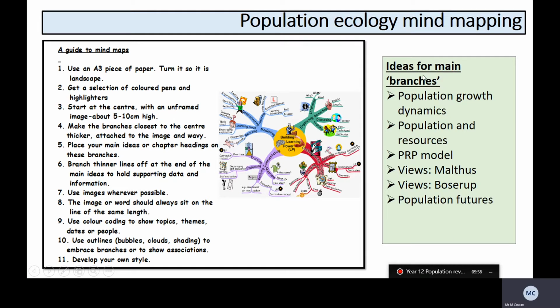So the ideas for your main branches are population growth dynamics, population resources, the PRP model, the views of Thomas Malthus, and then the views of Esther Boserup and her followers, and then population futures. So they can be your branches, and it won't surprise you to hear that the upcoming slides that we're going to go through focus on the content for those sections.